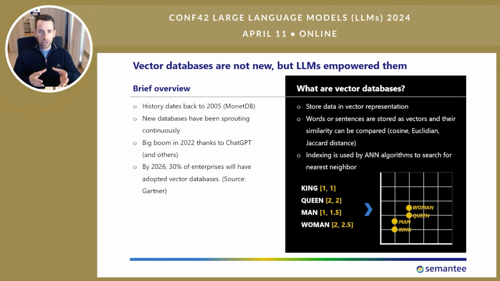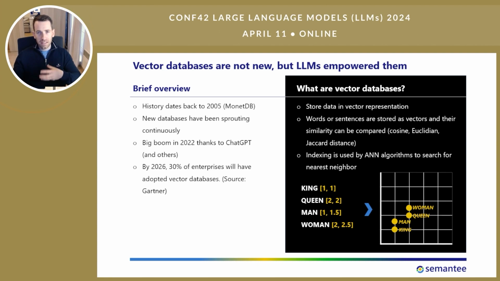And so if you were to assign them coordinates, king would be 1 and 1, queen would be 2 and 2, man is 1, 1.5, woman is 2, 2.5, you can see on that matrix that man and king are much closer to each other than, for example, woman and king. And conversely, woman and queen are very close, but queen and man are a bit further apart. And that is because they are semantically linked. They're closer to each other.